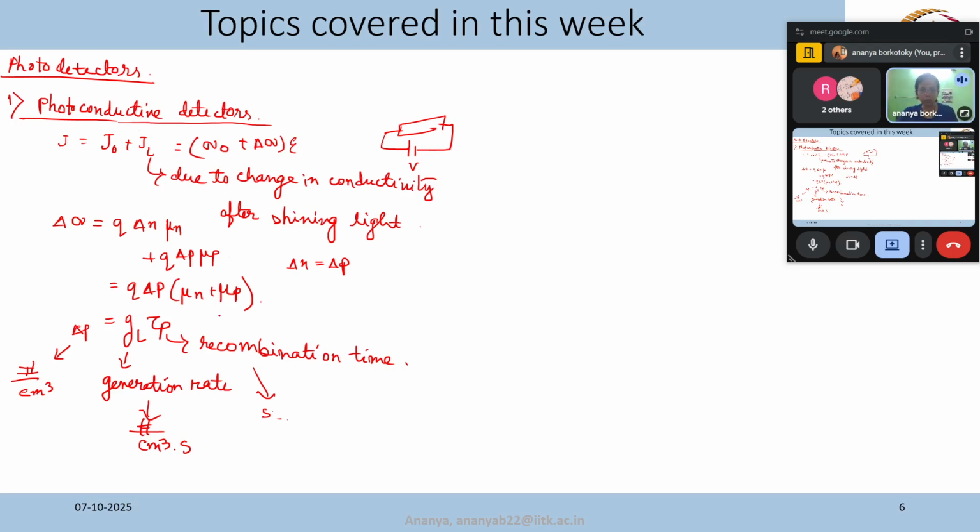Here the problem is that many times we don't get a very large change in conductivity, so we don't get a very large change in the current. Okay, so people use another type of photodetector, which is the photovoltaic photodetector, right?